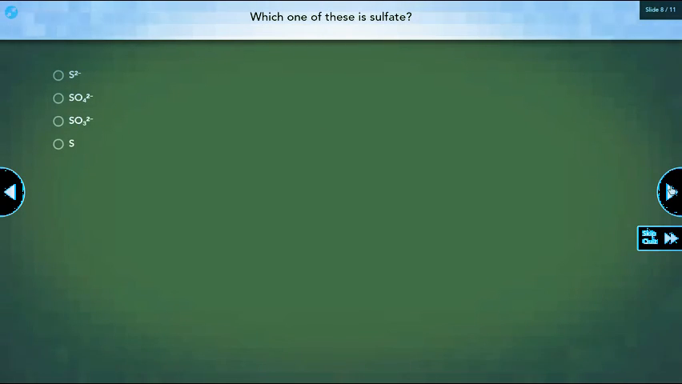Which one of these is sulfate? I'll give you a clue here. Whenever you hear ATE or ITE, that's a polyatomic ion. IDEs are all the ones that we highlighted on the front of the periodic table. Those are all elements. ATE and ITE are all going to be polyatomics. So when we have sulfate, you have to look carefully at the spelling because sulfate is different than sulfite. Sulfate is going to be SO4 2-. Sulfite is SO3 2-. So you have to look to see which one it is, and this one is sulfate.